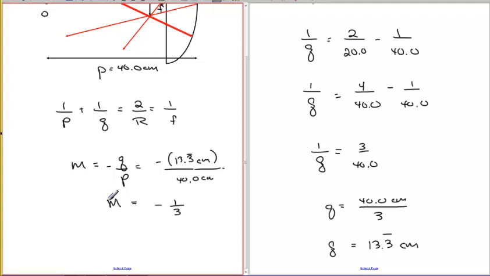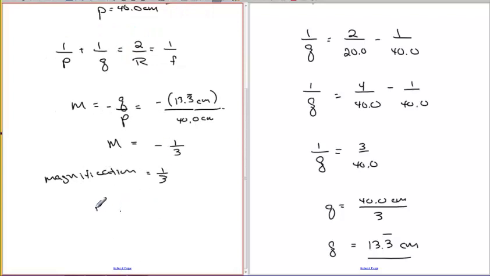So what can we say? What's the answer to the question? The questions were, so let's go through it again. Find the location of the image. Check. Find what is the magnification of the mirror? The magnification is 1/3. So magnification 1/3 means it's smaller, which we can see from the diagram. And because of the negative sign, this negative sign means that it's inverted, which means it's upside down.